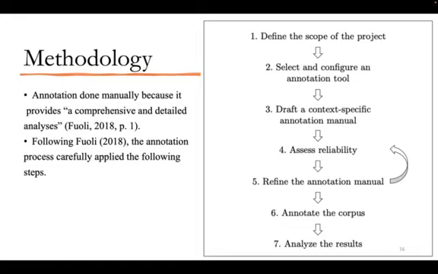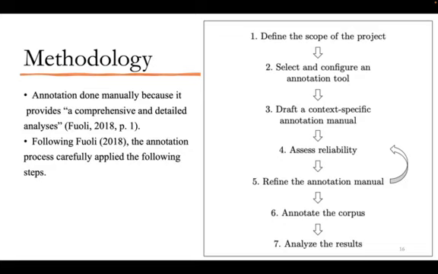The first is defining the scope, which is the research question of our study. Then, select and configure an annotation tool. In this study, we use the UAM corpus analysis tool, which has proven to be very effective, but we have done the annotation manually.